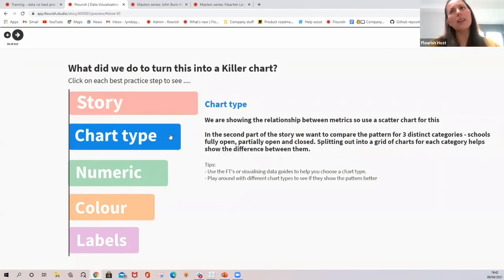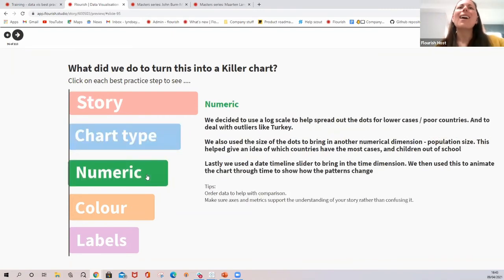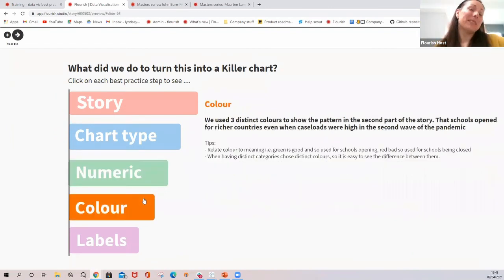Chart type, scatter. Again, because we had two metrics and we wanted to show the relationship between them, but we also have three distinct categories for the schools closing, opening, or being partially open. Metrics, I mean, so many decisions we could make. Do we have a log scale? Who do we exclude? Do we exclude any countries where an outlier is causing a problem with the optics and the space of it? This is just to give you a sense of how many little decisions there are in something that can look seemingly easy, but isn't.